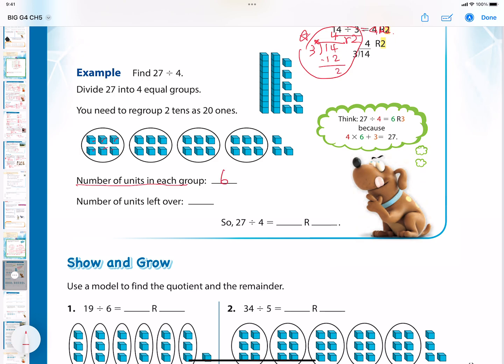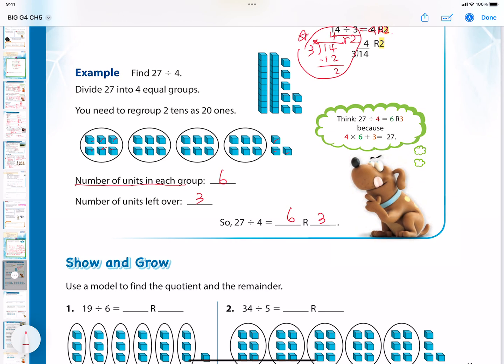Number of units left over? 1, 2, 3. So 27 divided by 4 is what? 6, remainder 3. Let's see what Newton is thinking. 27 divided by 4 is what? 6, remainder 3, because 4 times 6 is going to be what? 24. And then 3 is going to be 27. Okay, 3 is the remainder.